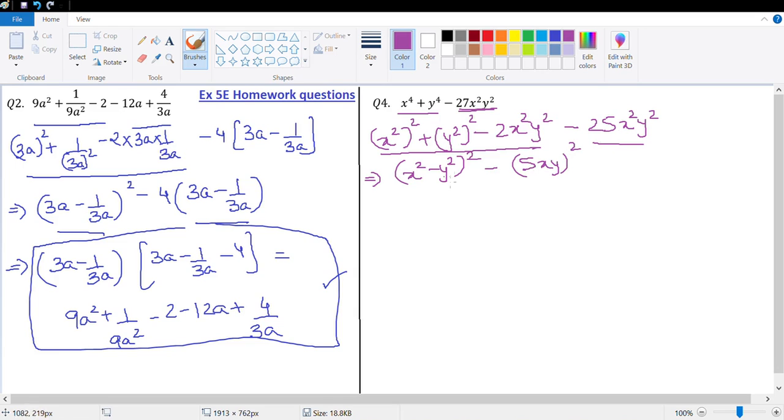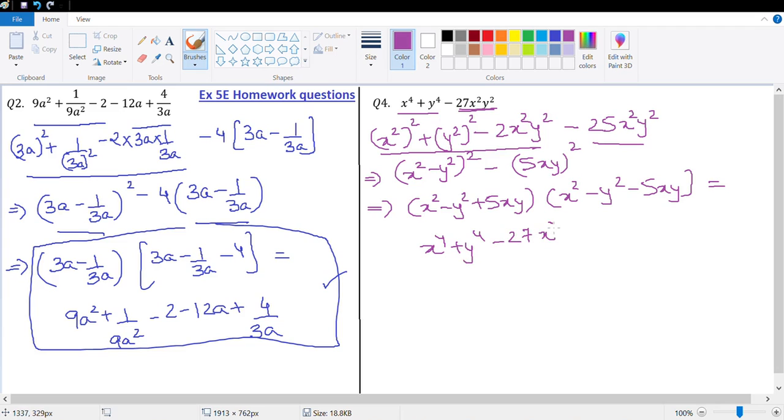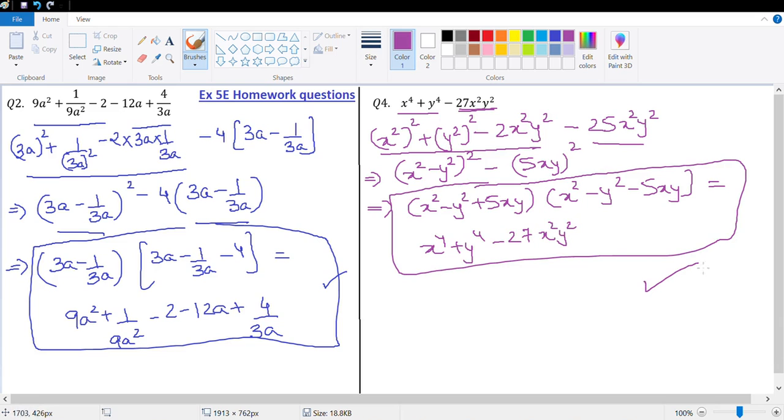Now this is of the form a square minus b square, which means x square minus y square plus 5xy multiplied with x square minus y square minus 5xy. I can't break the middle term into any further thing, so that's my final answer, and this is equal to x to the power 4 plus y to the power 4 minus 27 x square y square. So that's the final answer. Let's move on and look at the next question.